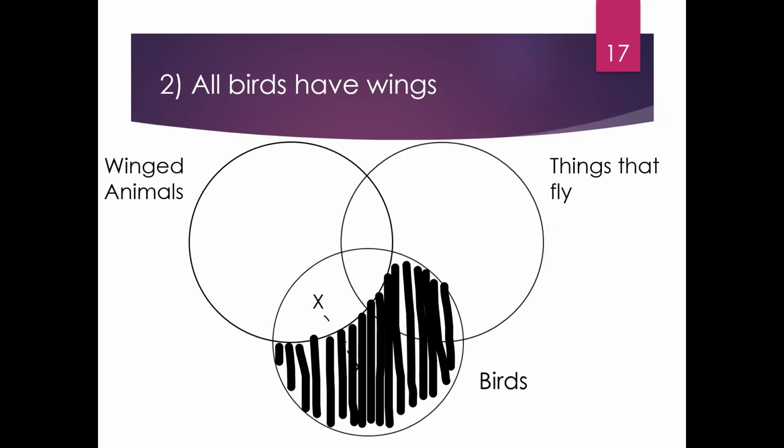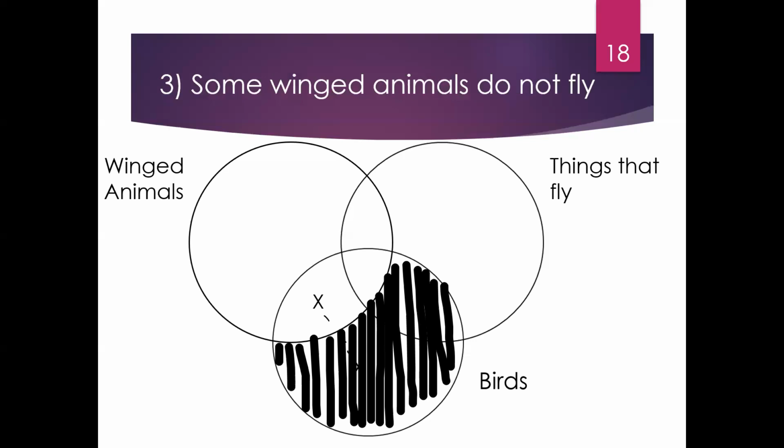So, in fact, in this case, it would be something like maybe a chicken or a penguin, something like that. Neither one really flies. And so we know that there's something that exists there. And our conclusion, some winged animals do not fly. Well, we have something in that category of winged animals that exists outside of the category of things that fly. And so here we know that definitely this conclusion must be true. And that means if the premises are true, the conclusion must be true. So we have a valid argument.